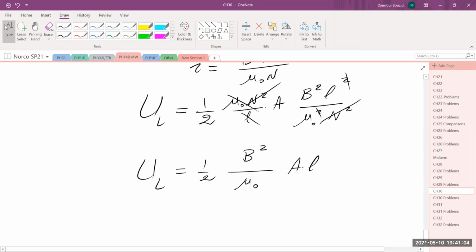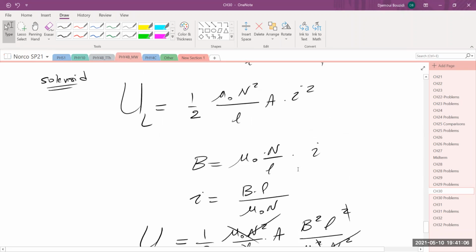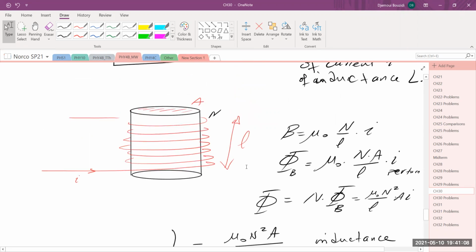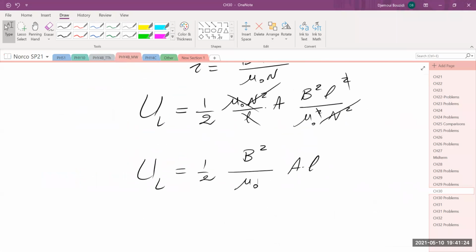Now, a few things in here. What is A times L? What is the area A times L? Does anybody know? For this solenoid. Is it the volume? That is the volume. That is correct. So this is the volume of the solenoid.